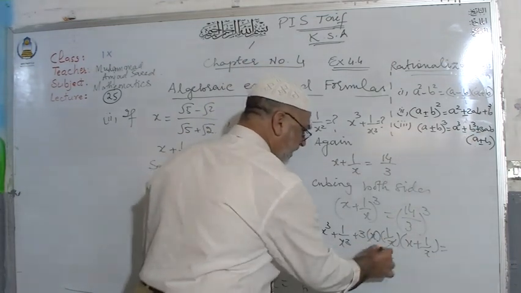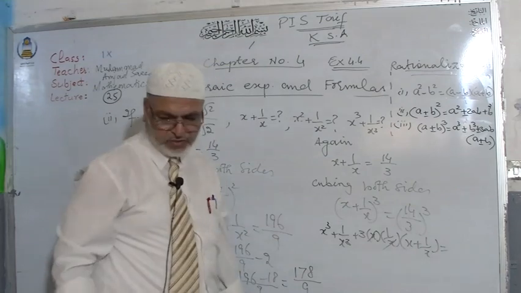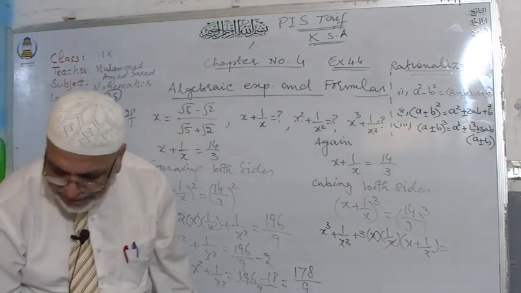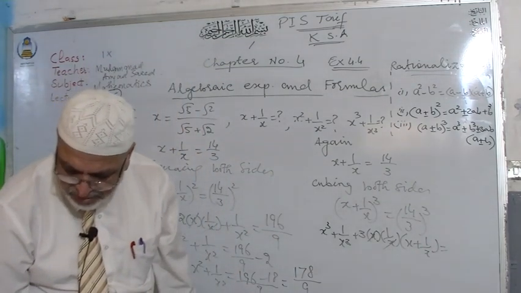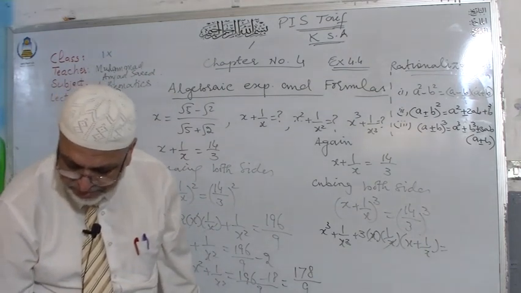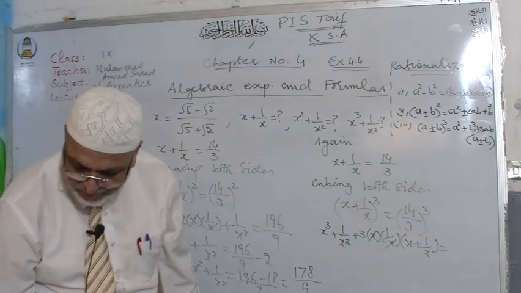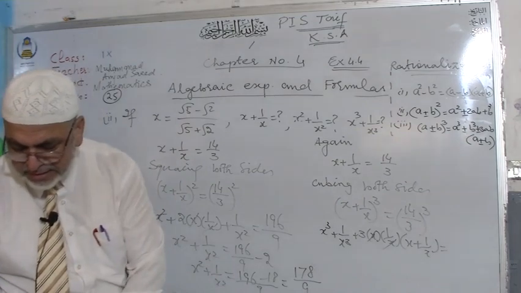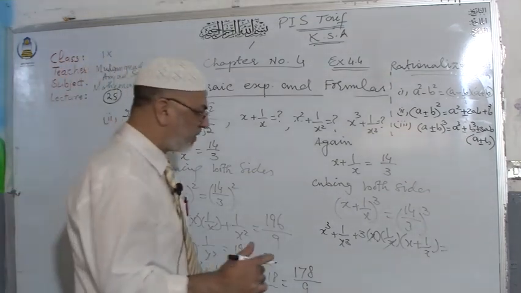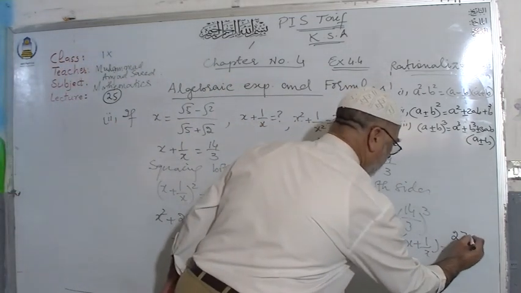x cancelled out. 14 power 3, you can say 14 cube. 14 cube is 2744.